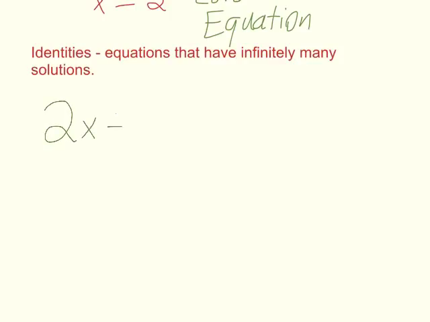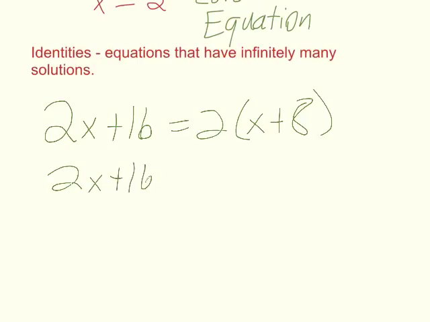2x plus 16 is equal to 2 times (x plus 8). We would start here by distributing the 2 to begin simplifying. So 2 times x plus 2 times 8. And a lot of times with identities, you'll notice at some point during the process of solving the equation that what you have on both sides are equal to each other. If you do notice that, and there's not anything extra in the equation, then you can say at that point that it is in fact an identity.